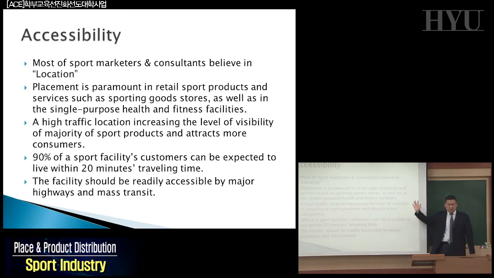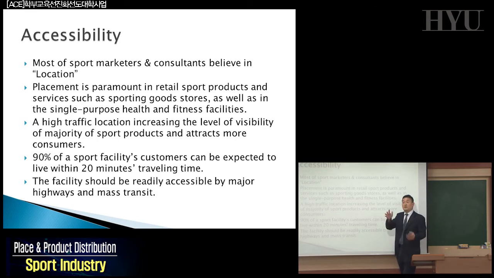The facility should be readily accessible by major highways and mass transit. Mass transit means, for example, buses. I mean, a public transportation system. Mass transit generally means buses, subways, every kind of public transportation system. That kind of thing is related to the accessibility of the venue, of the place, right?